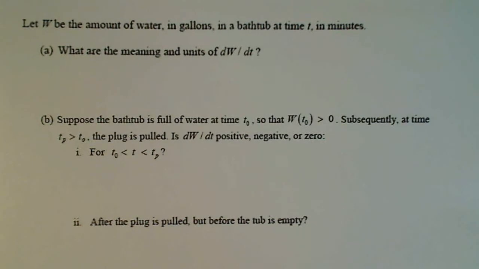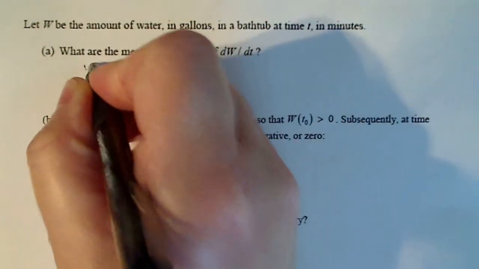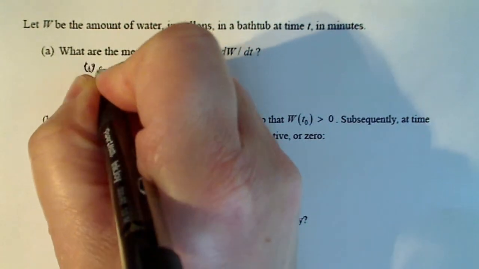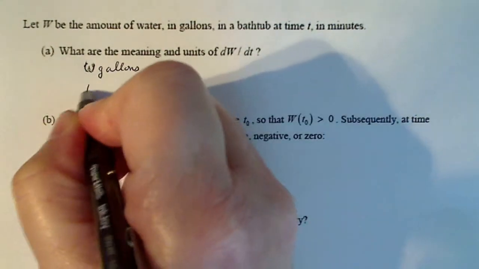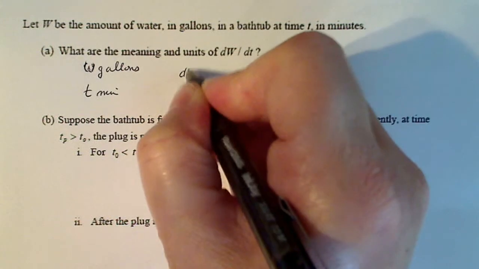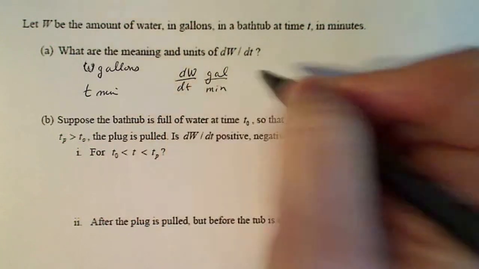Let W be the amount of water in gallons in a bathtub at time t in minutes. What are the meaning and units of the derivative of W with respect to t? So when I look at this, I say to myself that the numerator is the change in W. So W is in terms of gallons. And then the denominator is the change in t, and t is in minutes. So then when I think of dW/dt, that's gallons per minute as far as the units of measure is concerned.